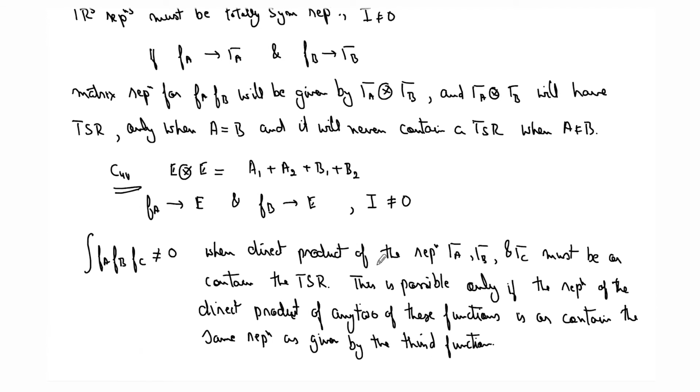So let's try to digest this. So what we are saying is that if there are three IR representations corresponding to these three functions, then the direct product of all three must contain totally symmetric representation. So this is possible if the representation of the direct product of any two of these functions, let's say tau A into tau B, must contain tau C, right? Or tau B into tau C must contain tau A, and so on. So let us see how it works.